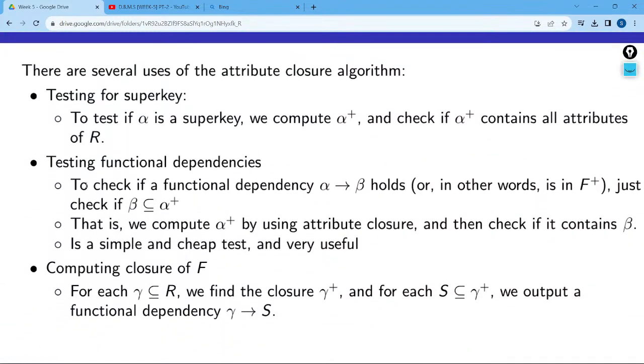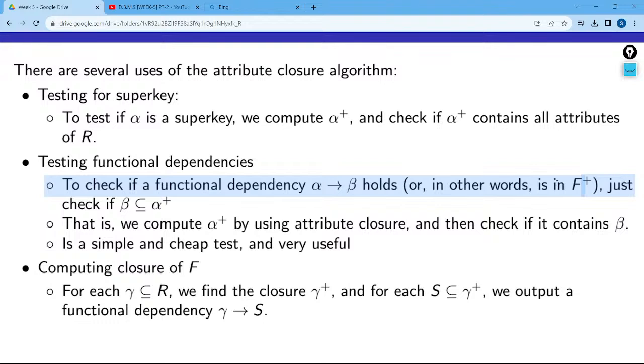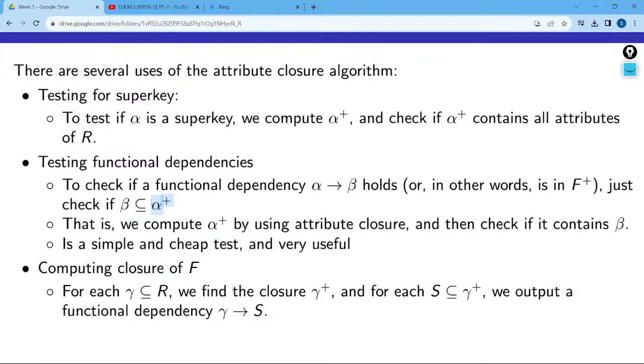Now we can also use closure to check functional dependencies. To check if a functional dependency alpha arrow beta holds, or in other words, if it is in the closure set of F, first you need to find alpha plus, and check whether beta is a subset of the closure set of alpha. Every attribute determined by alpha would be in alpha plus, and you simply compare whether beta comes in that set or not.